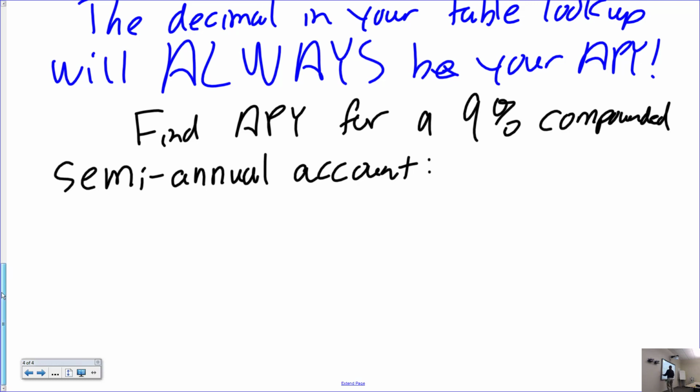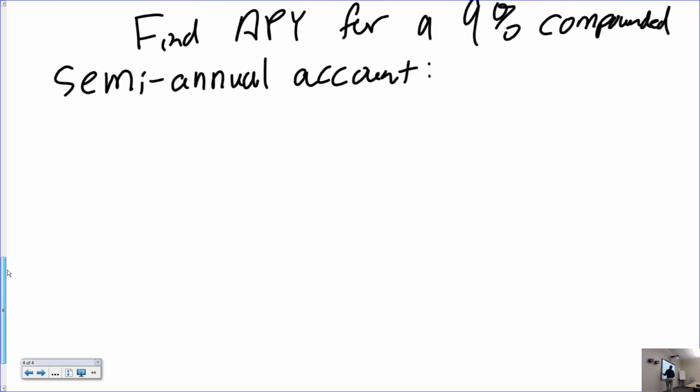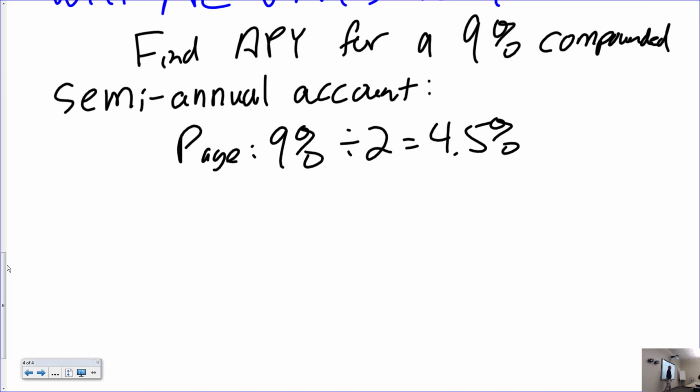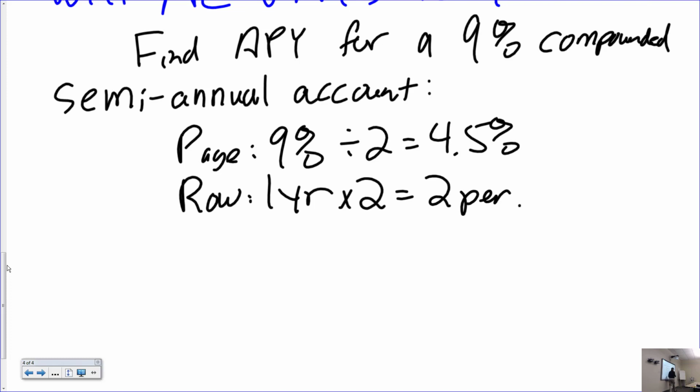So, folks, you have to go to the tables. So, what page in the tables are you going to go to? I want to get 4.5. And why is it 4.5? Because it's 9 divided by 2, semi-annual. There you go. Since it's semi-annually, still dividing by however many compounds, we divide by 2. Now, be careful here. What row am I going to go to? 1. It's 1 year. But how many periods are going to be in that year? 2. Because it's compounding semi-annually, so you have to look on row 2.